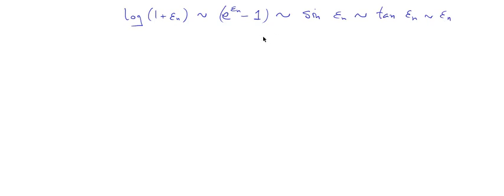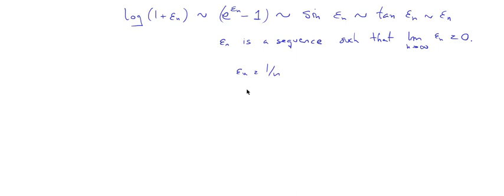Here epsilon sub n is a sequence such that the limit of epsilon sub n is 0. So this is a decreasing sequence. You could take, for instance, epsilon sub n to be 1 over n, or 1 over n squared, something like that. Something that is going to 0.